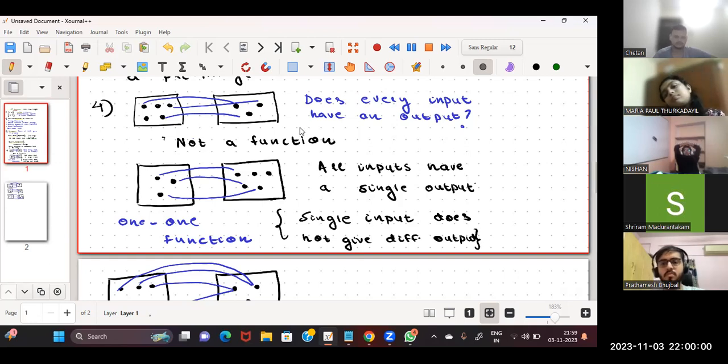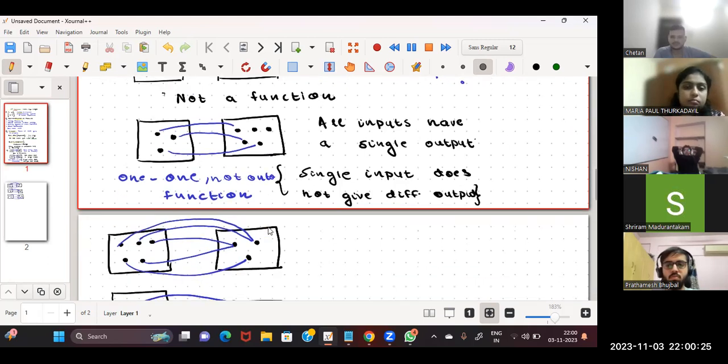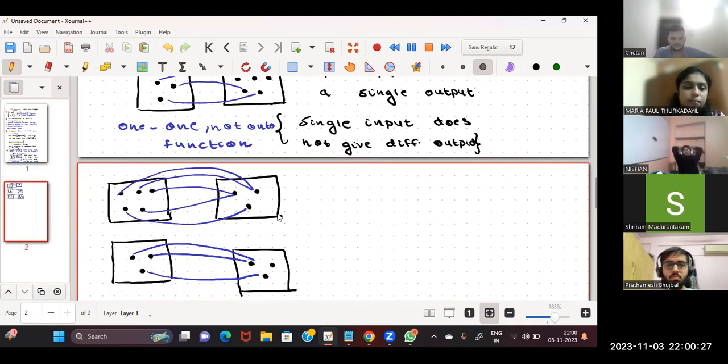Because not all the elements in the range are mapped to the codomain. Sorry, mapped to the input. Okay, not all the balls in that second box are mapped with the first one. Right. Not all balls in the second box are mapped to some ball in the first box. That is correct. So it's not an onto function.